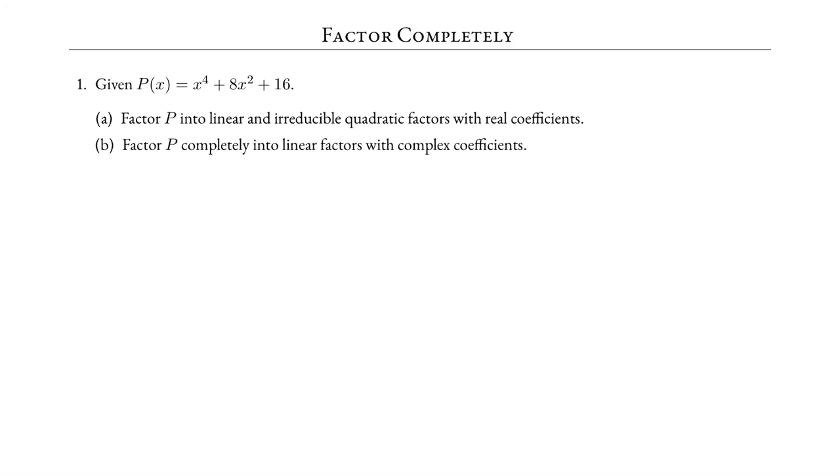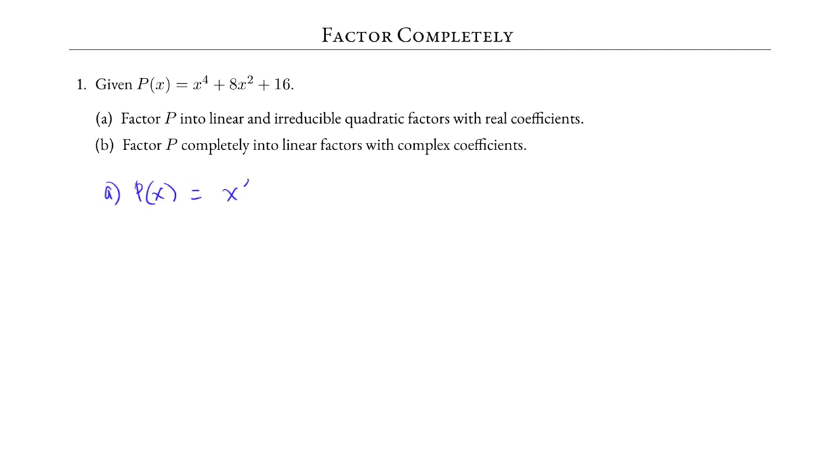Factor completely. Given the polynomial p of x equals x to the fourth plus 8x squared plus 16, factor p into linear and irreducible quadratic factors with real coefficients. Factor p completely into linear factors with complex coefficients. For the first part, we can only use real coefficients.